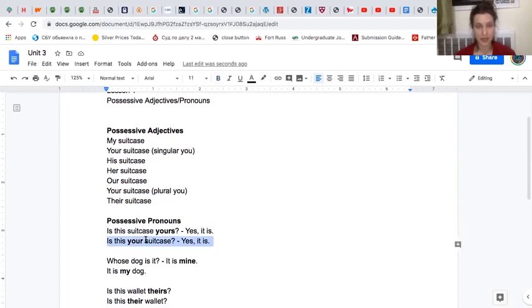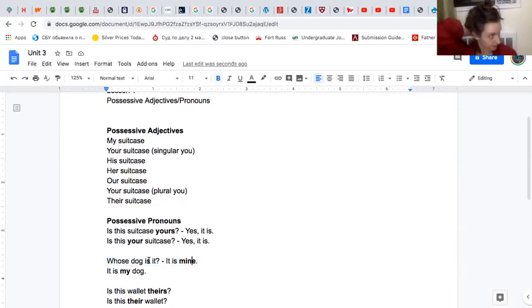We could also say, is this your suitcase? Yes, it is. And the meaning would be the same, but grammatically it's different. Since we have possessive word and then a noun, it has to be your and not yours. Another example, whose dog is it? It is mine.